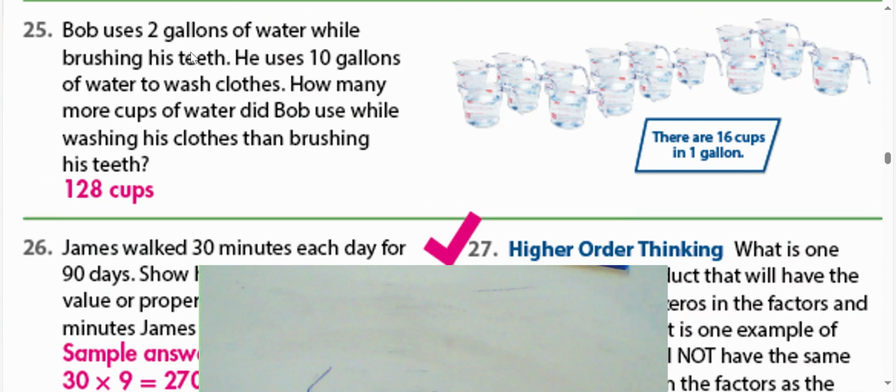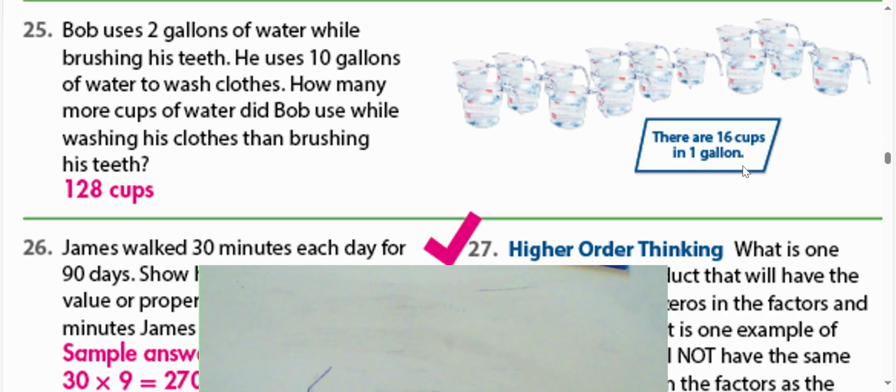Bob uses 2 gallons of water while brushing his teeth. He uses 10 gallons of water to wash clothes. How many more cups of water did Bob use while washing his clothes than brushing his teeth? Okay, we can find the difference between the two numbers. He used 2 gallons while brushing his teeth and 10 gallons to wash clothes. Understood? How many more means the difference in cups, because there are 16 cups in 1 gallon.